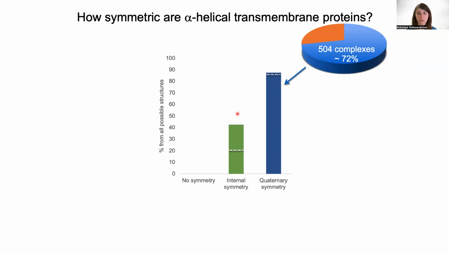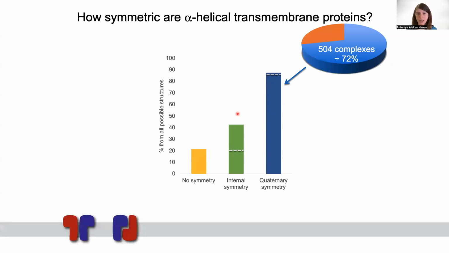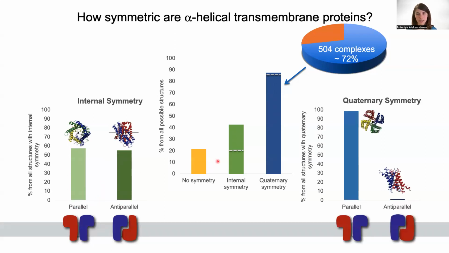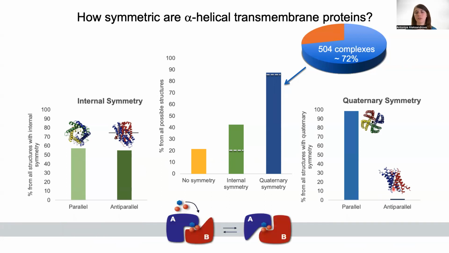And what about the orientation of the symmetry with respect to the membrane? Internal symmetries are about equally likely to have parallel or inverted repeats. Strikingly, this is not the case for quaternary symmetries. It is in fact exceedingly rare to find inverted or antiparallel repeats forming a complex. When you consider these findings in the context of what I told you earlier about the mechanisms of secondary transporters, this data makes it apparent that the functional unit of most transporters is the chain and not the complex.